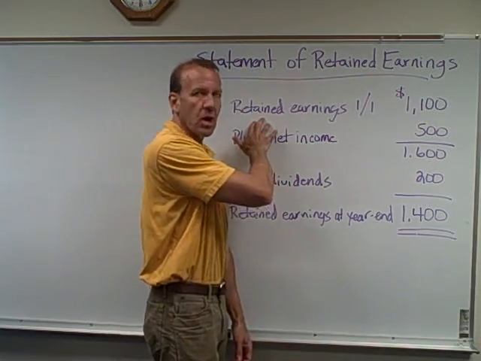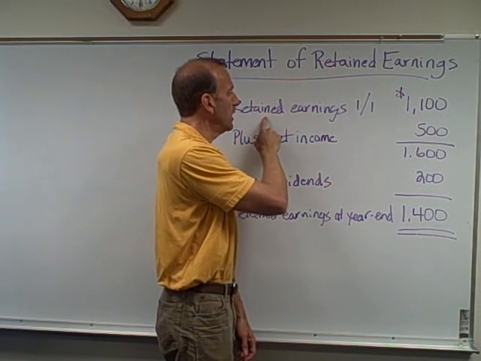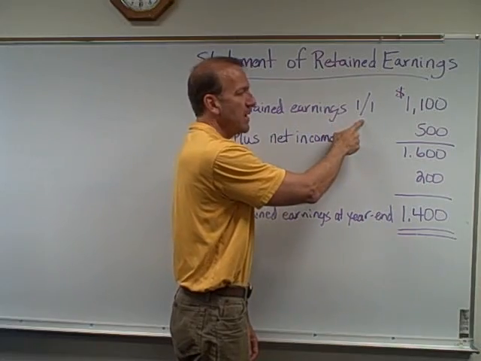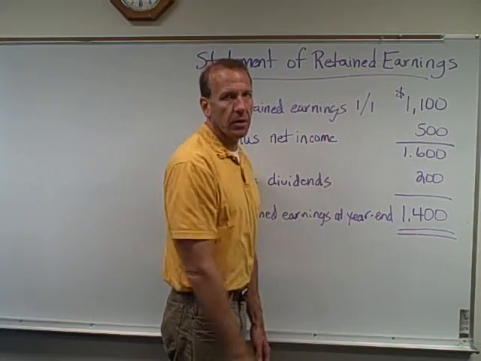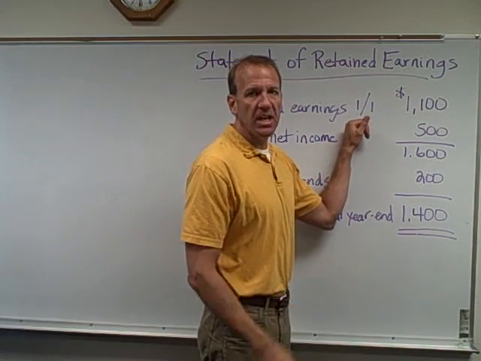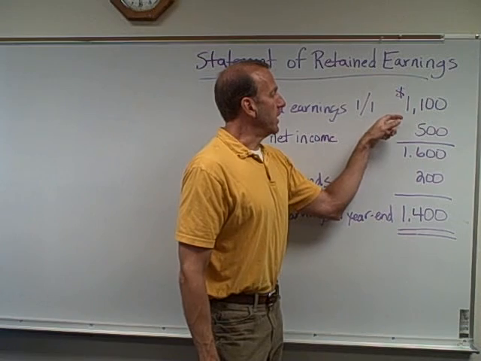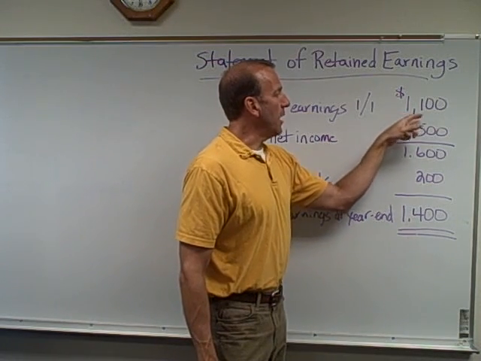Retained earnings are those profits retained within the company year after year. So we're going to start our retained earnings at the beginning of the year. Now I just put down January 1st, but whatever the beginning of the year is for the corporation. But most of them have January 1st start dates for their years. So I put down 1,100.